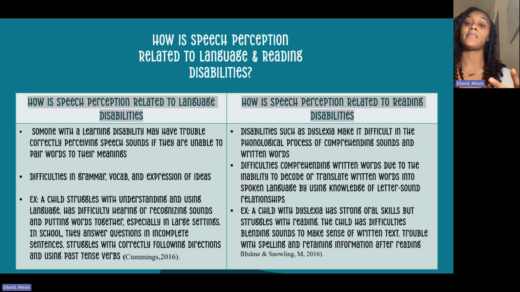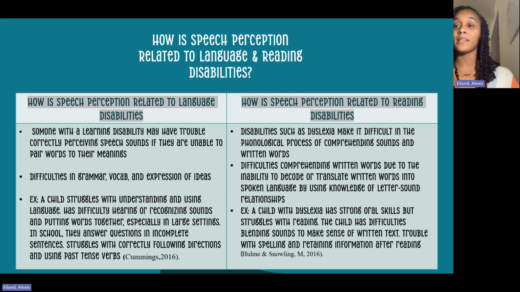So an example of this can be a child who struggles with understanding and using language. They often will have difficulty hearing or recognizing sounds and putting the words together, especially in large settings like a classroom or a school. In school, they struggle to answer questions in complete sentences. They struggle with correctly following directions and using past tense verbs. And later on in the presentation, we'll talk about some of the SLP strategies to help with those difficulties following directions. Moving on to reading disabilities.